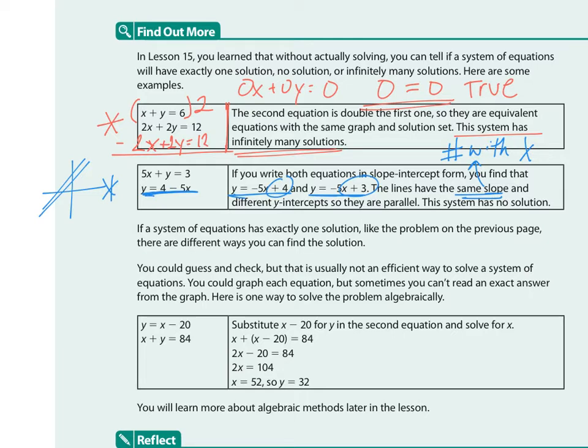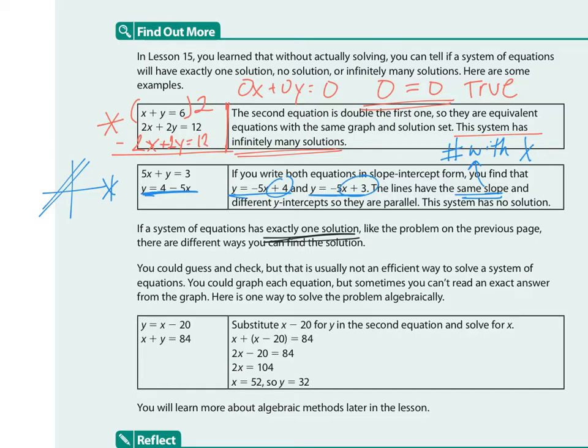Okay, what about the next one down here? Let's see. If the system of equations has exactly one solution, like the problem on the previous page, there are different ways we can find it, right? And that's what we've been doing for the last week or so, working on elimination and substitution. And I'm going to tell you now, it doesn't really matter. You can do whichever you prefer, unless they specifically say, solve this with substitution. You can solve it with elimination. You can graph it. It's always going to be the same.